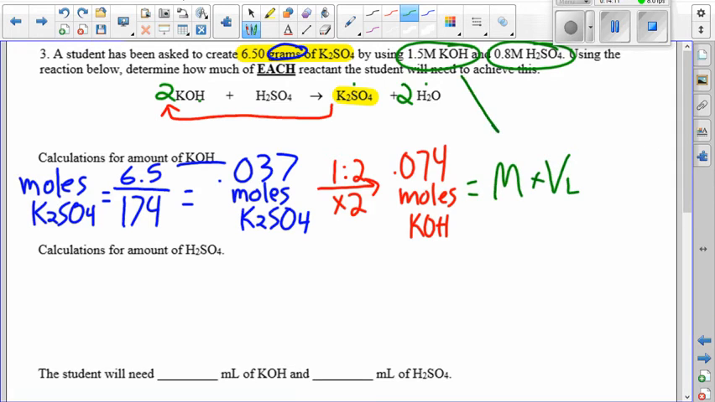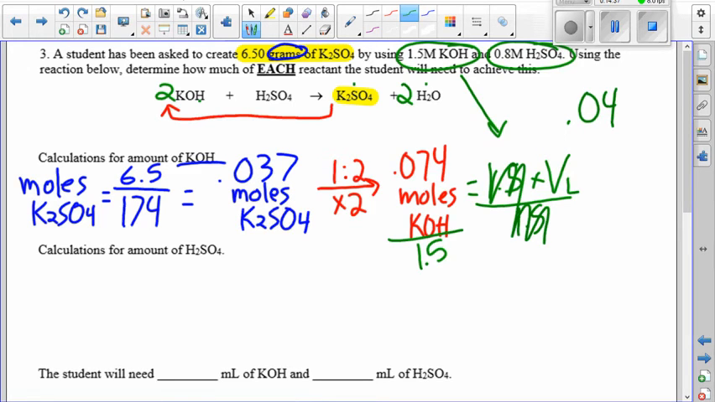The molarity of KOH is given right here, so we can actually plug that in for our capital M here. So that's 1.5. Now, what do we have to do to get volume by itself on both sides? Well, if we divide both of these by 1.5 like this, this will cancel out. We'll have our volume by itself, which will lead us to calculate about 0.049 liters of KOH.